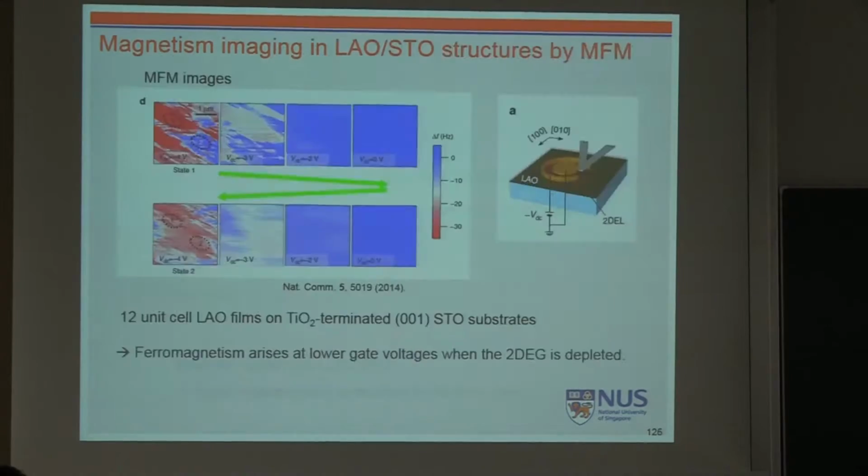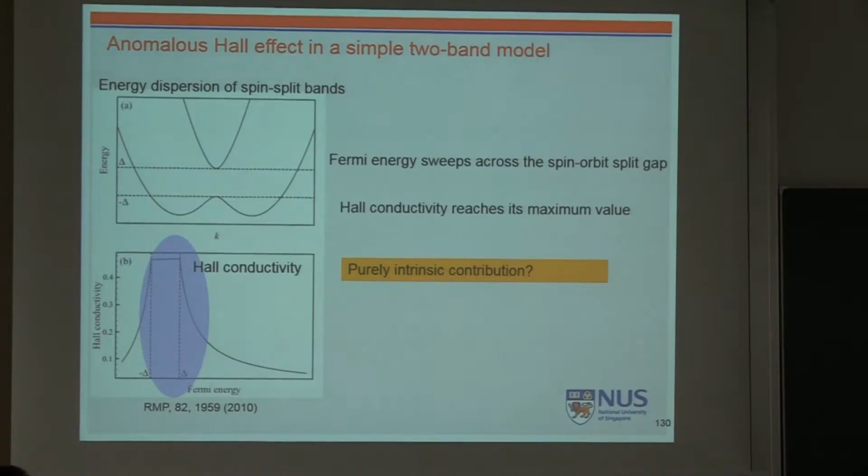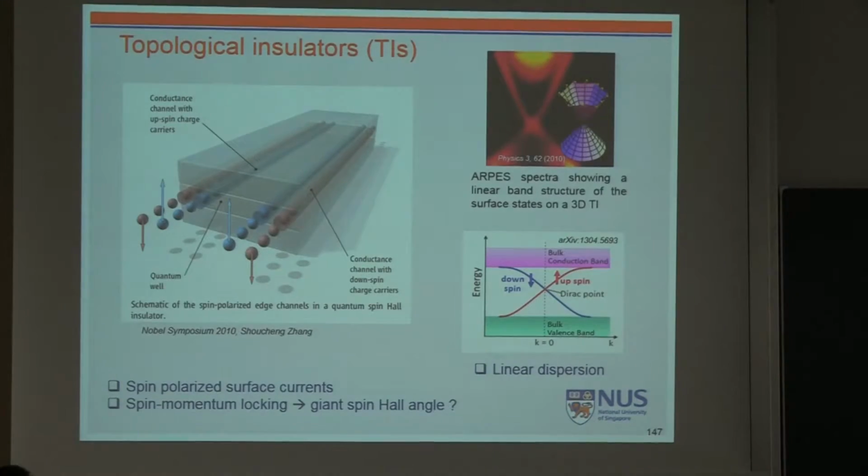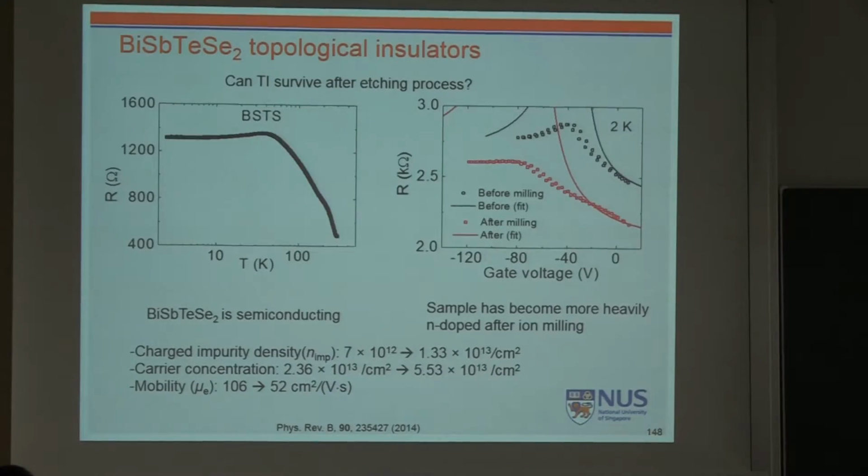Recently we also measured some anomalous Hall. I think it's too much science, so I'll just keep to the main topic of this workshop. Topological insulators are very exciting because there is an opportunity of spin-momentum locking properties, which may give us a giant spin Hall angle. So that really motivated us to look at this.